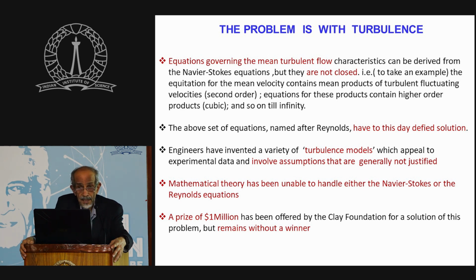But while you can derive equations from the Navier-Stokes equations for the turbulence characteristics, for example, the Reynolds shear stress or the kinetic energy in the fluctuating velocity component, the equation for the mean velocity contains higher order products of the fluctuation quantities, so the equations are not closed. So the above set of equations, named after Reynolds, widely known to engineers, have to this day defied a trustworthy solution. They do it under relatively easy conditions, but if you have separation, if you have relaminarization, it's very hard to do it with these equations.